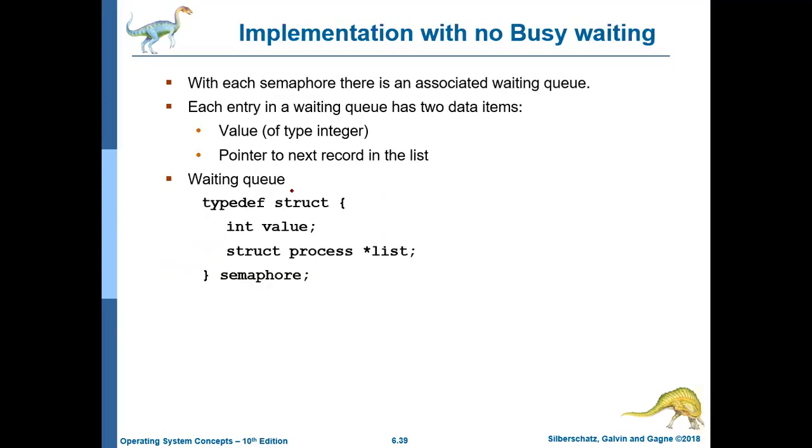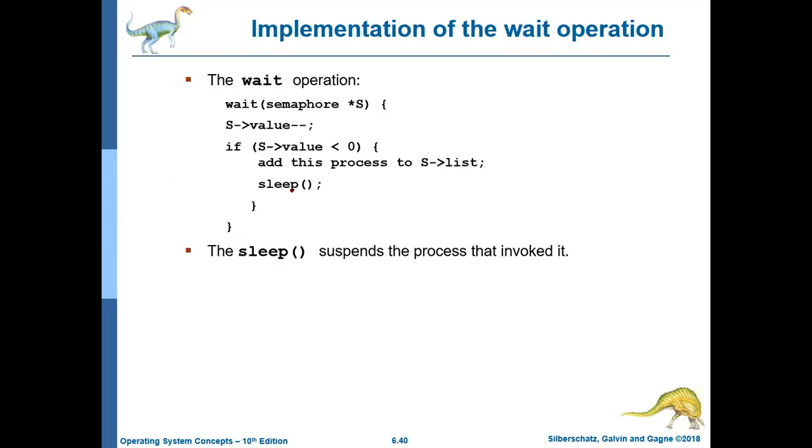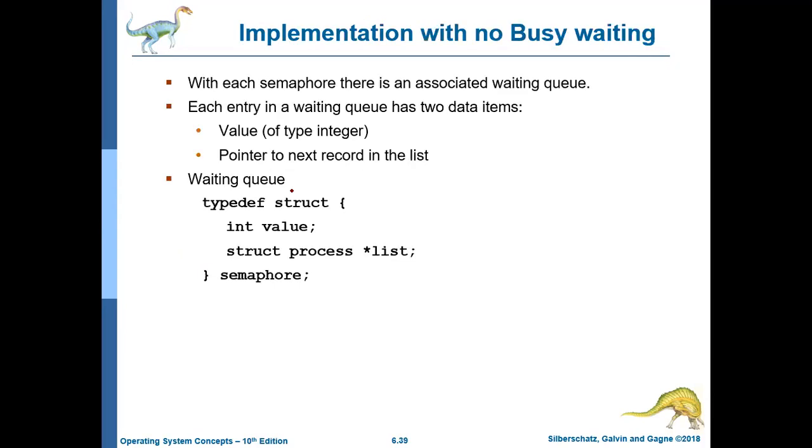Implementation with no busy waiting. If you want no busy waiting, then what should be there? Yeah, you have to change your wait and signal operations a little bit. Then it will remove the busy waiting. How?